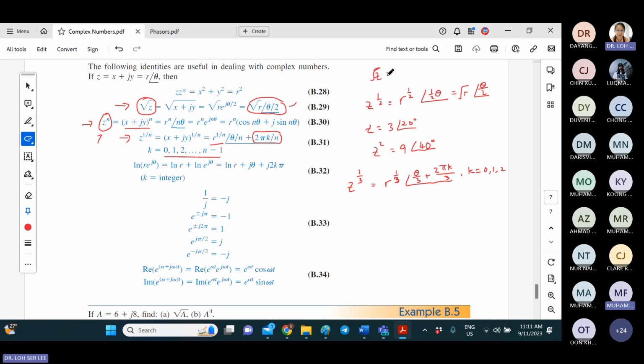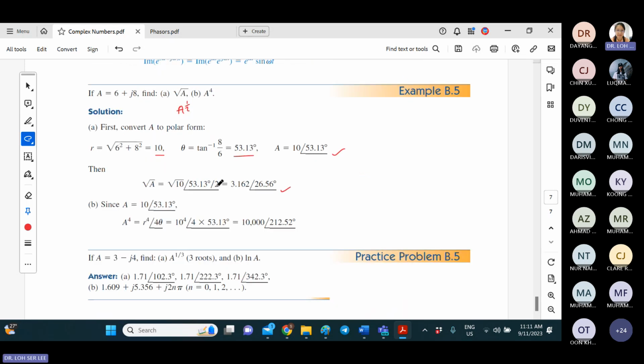Okay, so we get this. Next, we want a to the power 4. That means r to the power 4, and your theta, you need to times 4. We use this formula. So a is given as this. So a to the power 4 means 10 to the power 4, and this angle times 4. Then you get this answer.